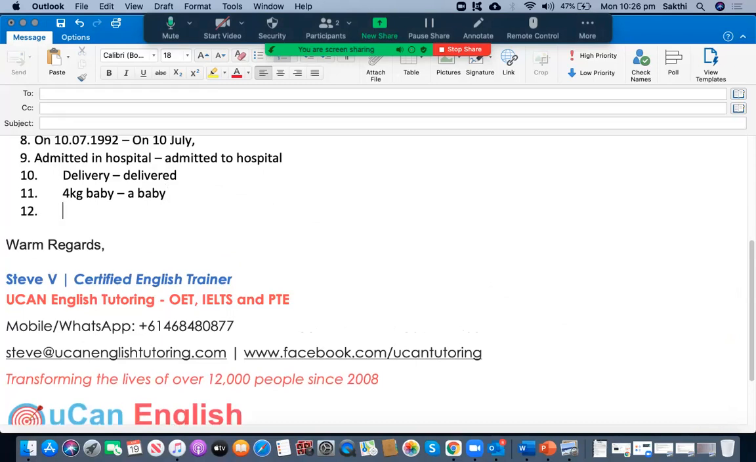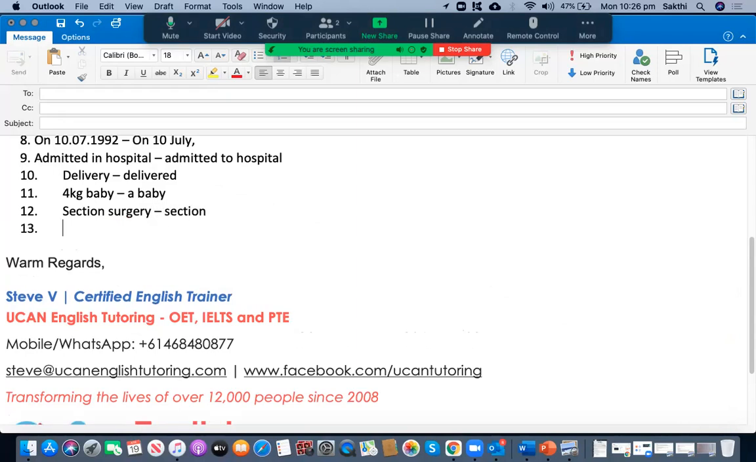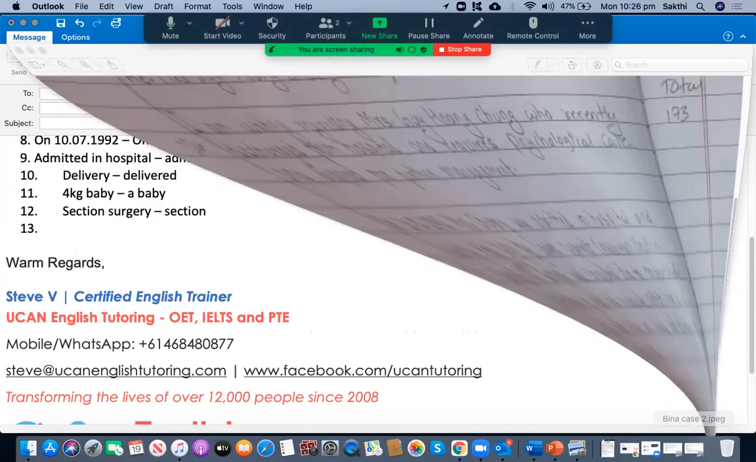And the weight can be mentioned in the next sentence. At the time of birth, the baby's weight was 4 kilograms. You could have mentioned it in the next sentence. The first thing we need to worry about is not committing any grammatical mistakes. If you cannot fit everything in one sentence, it's okay to write it in a second sentence. So instead of section surgery, you need to write section only. That's it. Surgery can be removed.